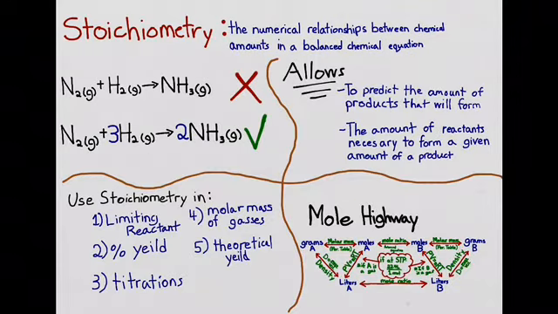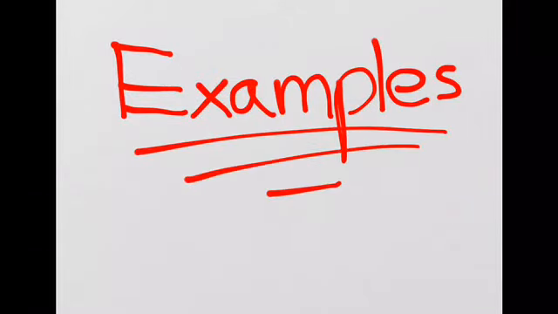And so to recap, when doing stoichiometry, you usually want to use it based off the balanced equation. Stoichiometry allows us to predict the amount of products that will form and the amount of reactants necessary to form a given amount of a product. In stoichiometry, we can use it to find the limiting reactant, percent yield, titrations, molar mass of gases, and theoretical yield. And a great way to visualize when trying to use stoichiometry to find these things is the mole highway. Okay, so now let's try some examples.